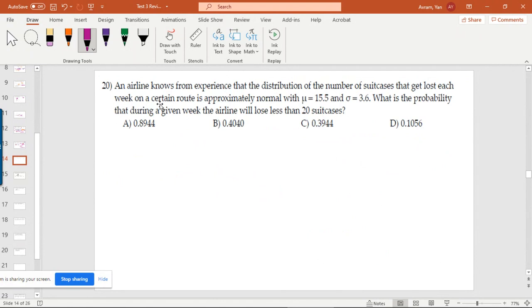All right, number 20. An airline knows from experience that the distribution of the number of suitcases lost each week on a certain route is approximately normal, with mu is 15.5 and sigma is 3.6. What's the probability that during a given week, the airline will lose less than 20 suitcases?